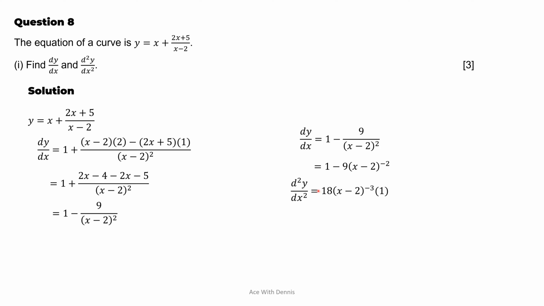Alright, now d squared y over dx squared will be: differentiate 1, we get 0. Then differentiate the second term here, we get negative 9 times negative 2, we get 18. And then copy the bracket, power minus 1, so negative 2 minus 1, we get negative 3 here. Then we differentiate the bracket, x minus 2, we get 1. Then the answer for this second derivative will be 18 over (x minus 2) cubed.